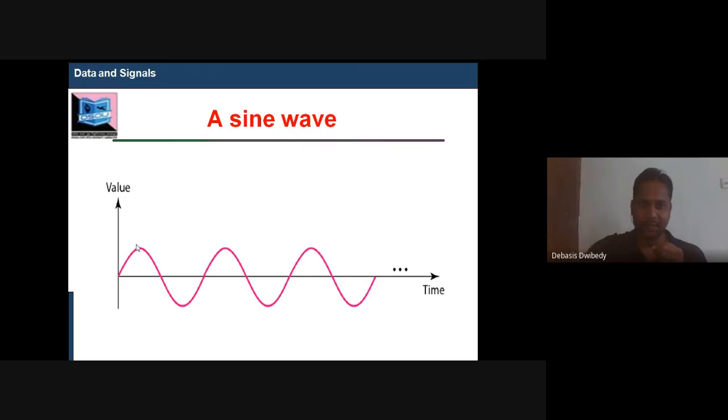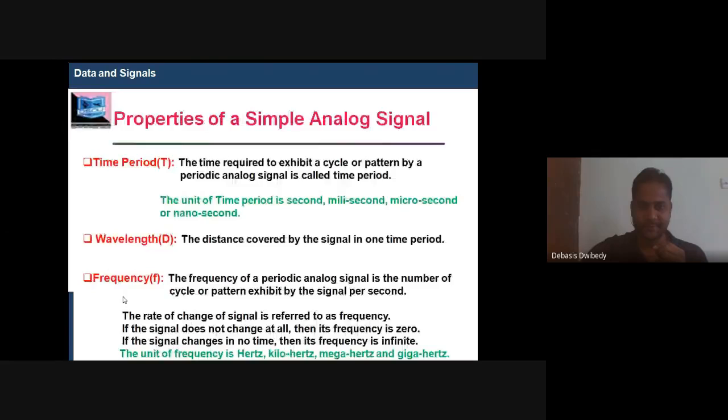A sine wave is a simple analog signal. From this, we come to understand the basic properties of a simple analog signal. If you mark this wave closely, we will study different properties of a simple analog signal through this simple sine wave. The first property, which I discussed in the previous slide, is called periodic.